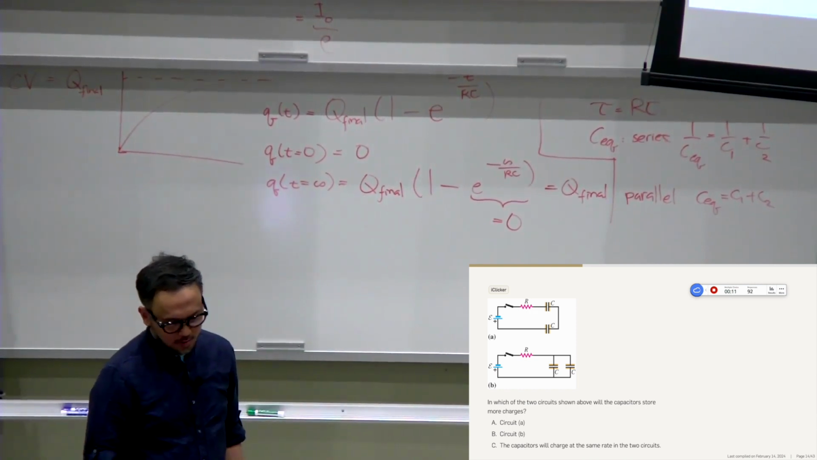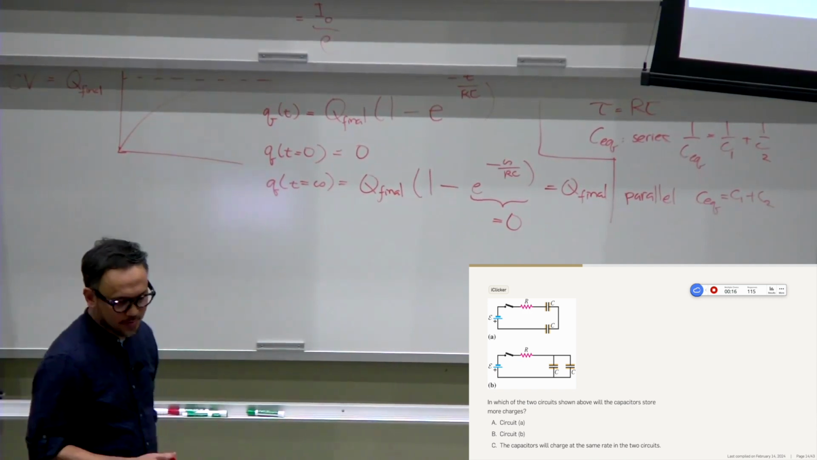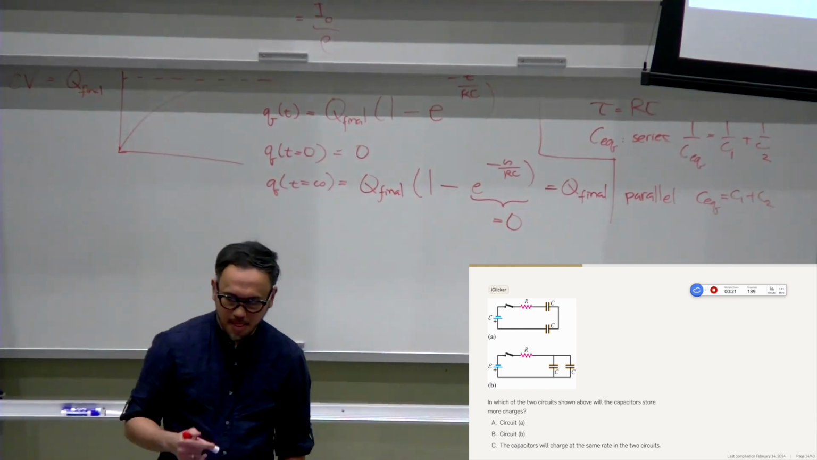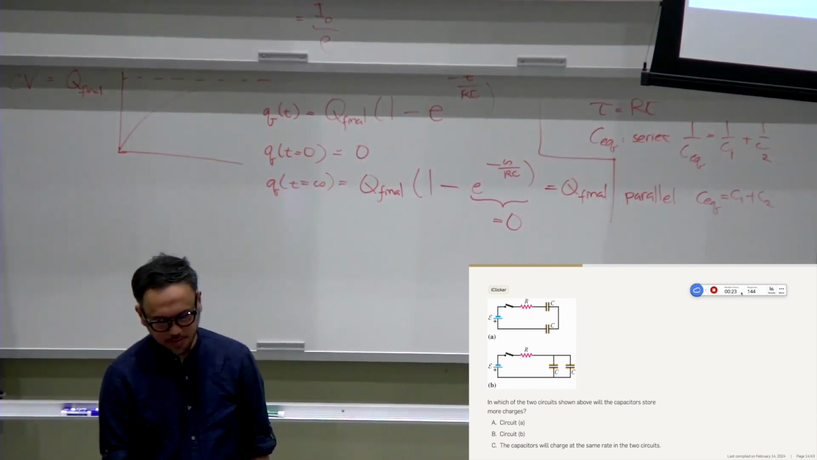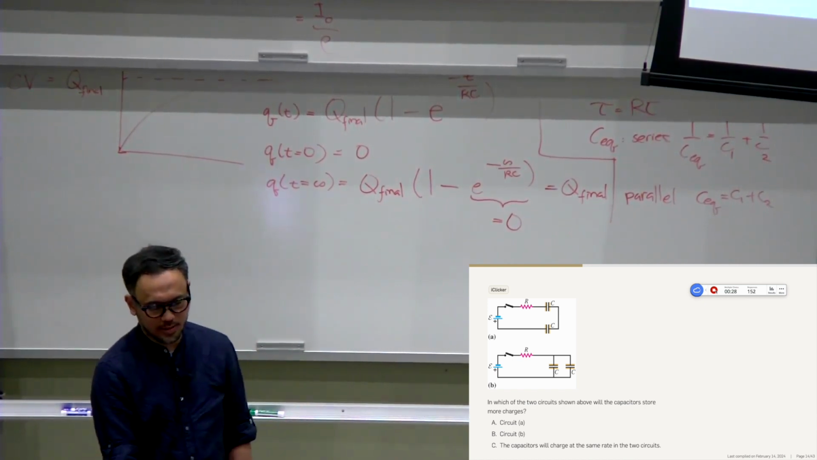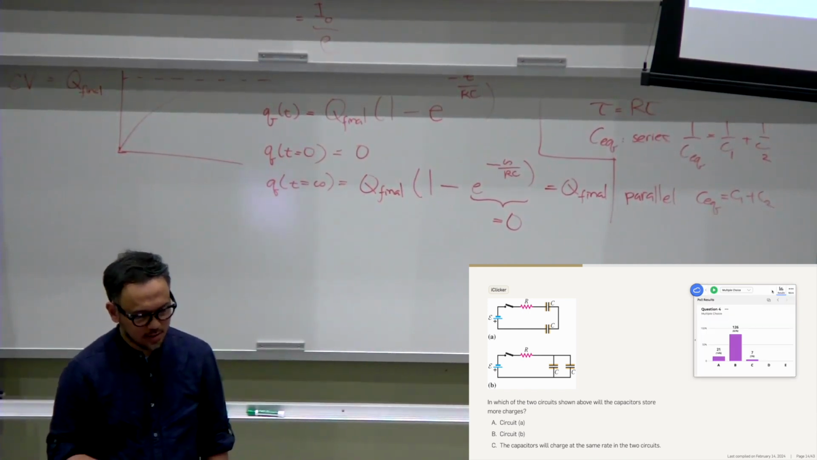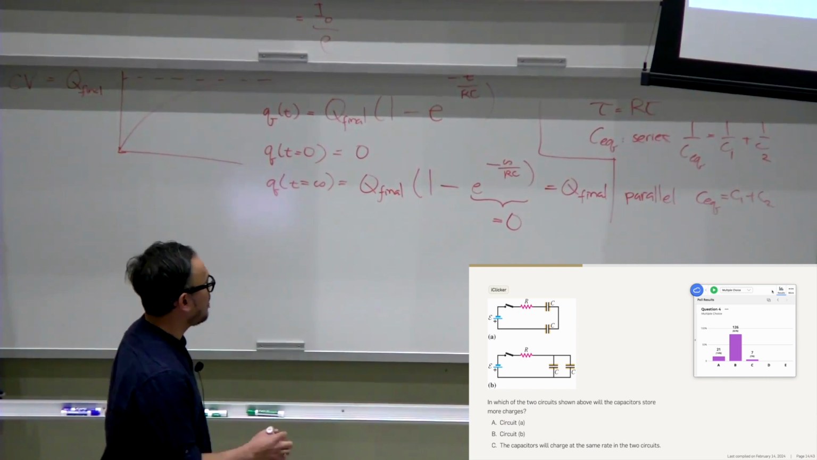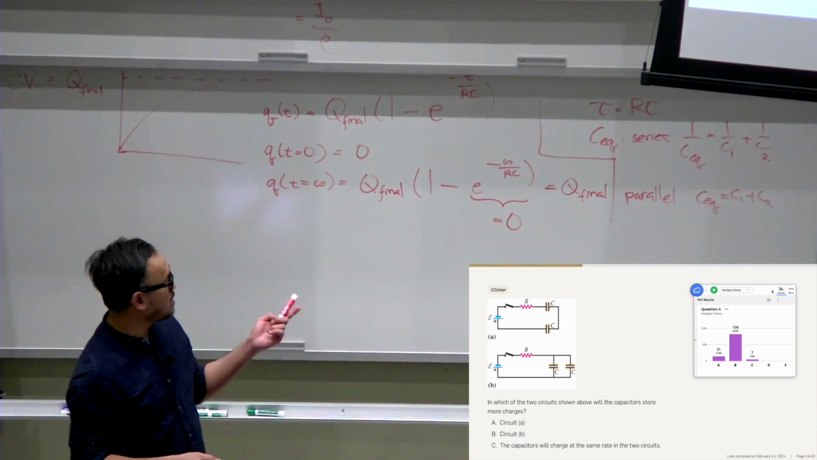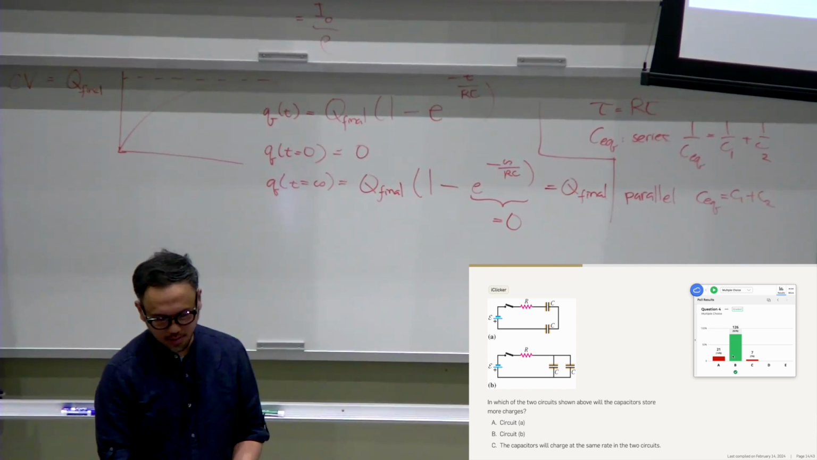Okay, so basically 10 more seconds. 5, 3, 2, 1. So what is the answer? B. So basically you want to find the arrangement with larger C equivalent. Okay, it's B, really nice.